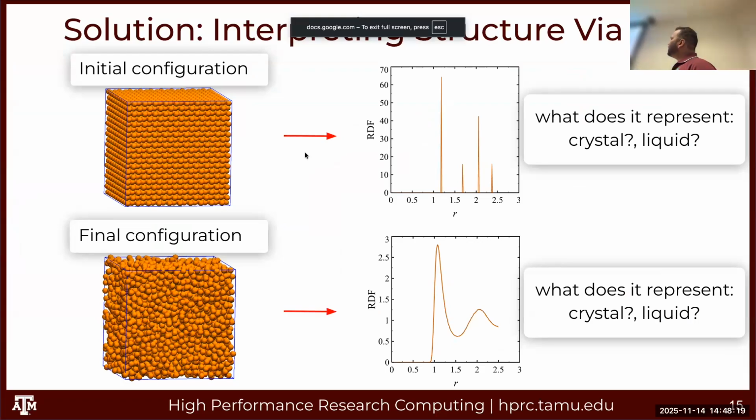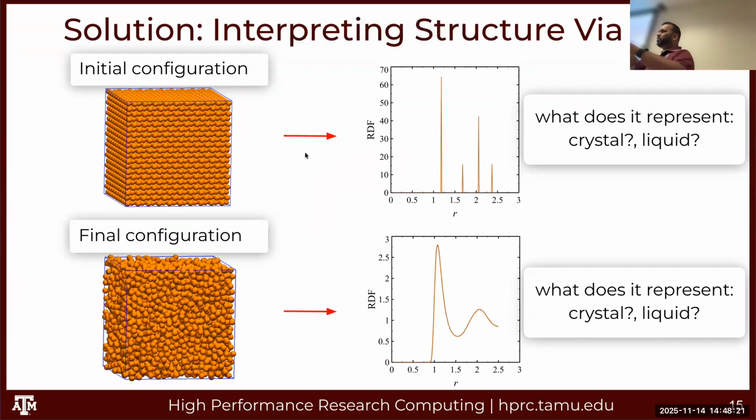Your initial configuration is what LAMMPS created. Remember, we asked it to create a face-centered cubic lattice. It's a crystal lattice, arranged in a specific way. And we computed the RDF for it. It looks like this, where there are peaks at specific distances.